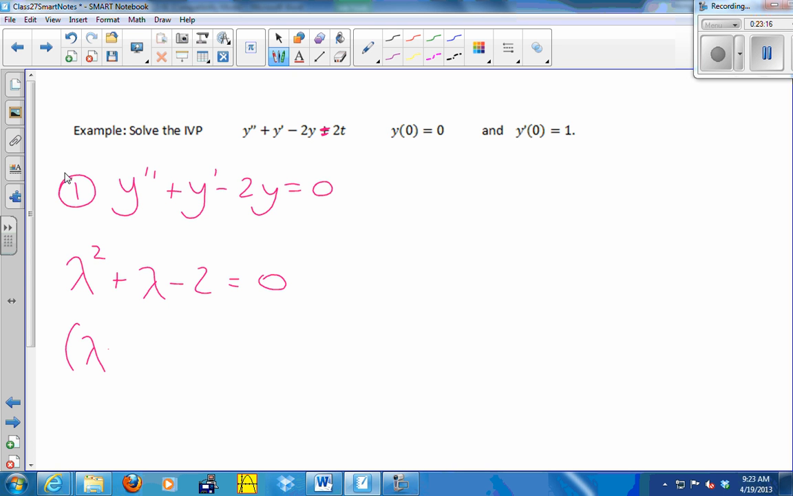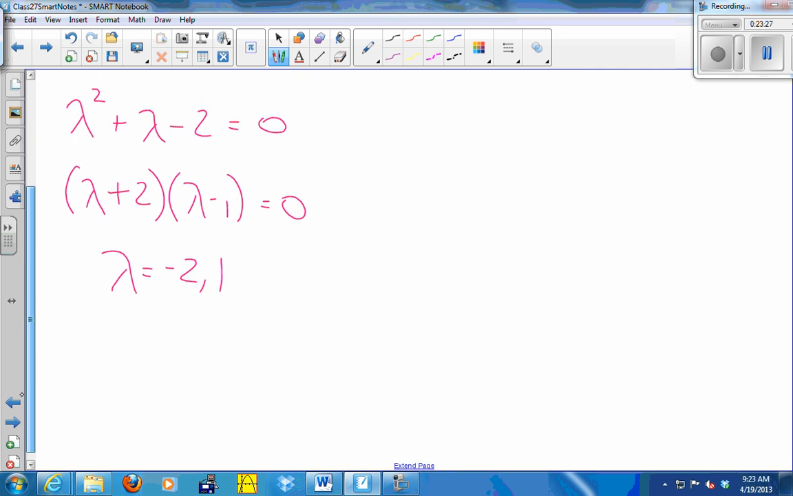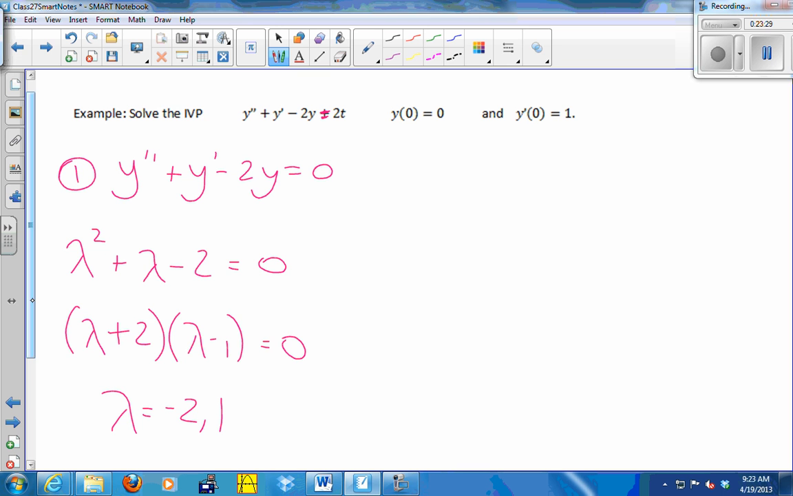Lambda plus 2, minus 1. So -2 and 1 are my two lambdas, which means I have two particular solutions. y1 is e to the -2t. y2 is e to the t.